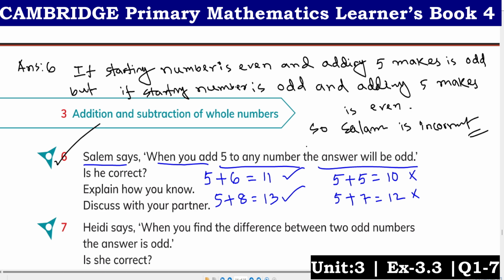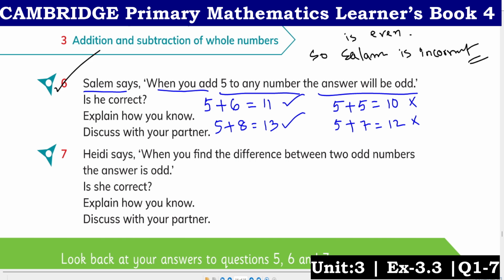Number 7. Problem 7 is very important. Hadi says, when you find the difference between two odd numbers, the answer is odd. Is he correct? Before deciding anything, we have to make an example. Suppose an odd number 9, another odd number 5. Once we make the difference, we get 4. Let's say 11 minus 3 and we get 8. Therefore, the statement is not correct. When you find the difference between two odd numbers, the answer is even.